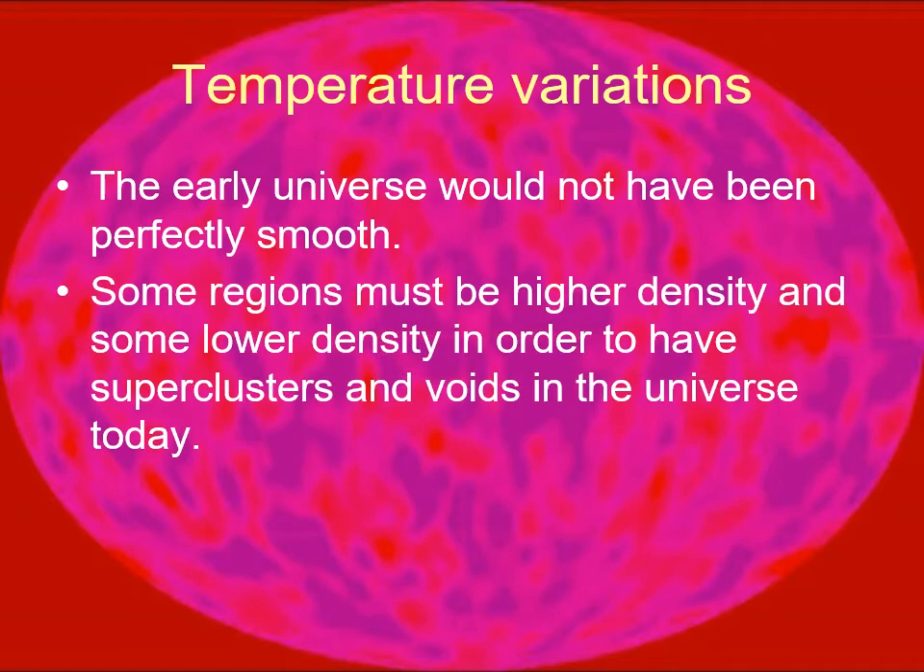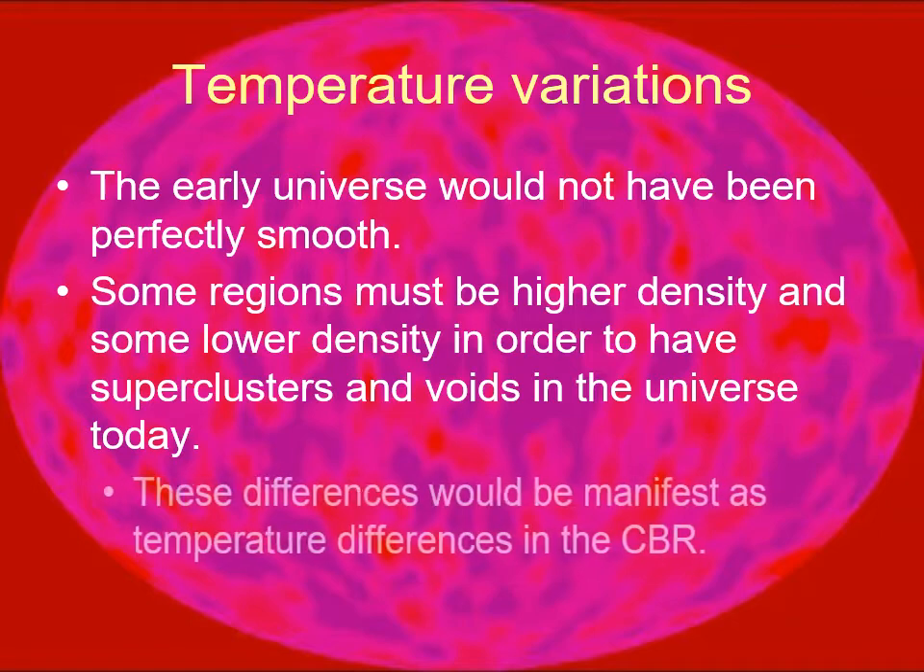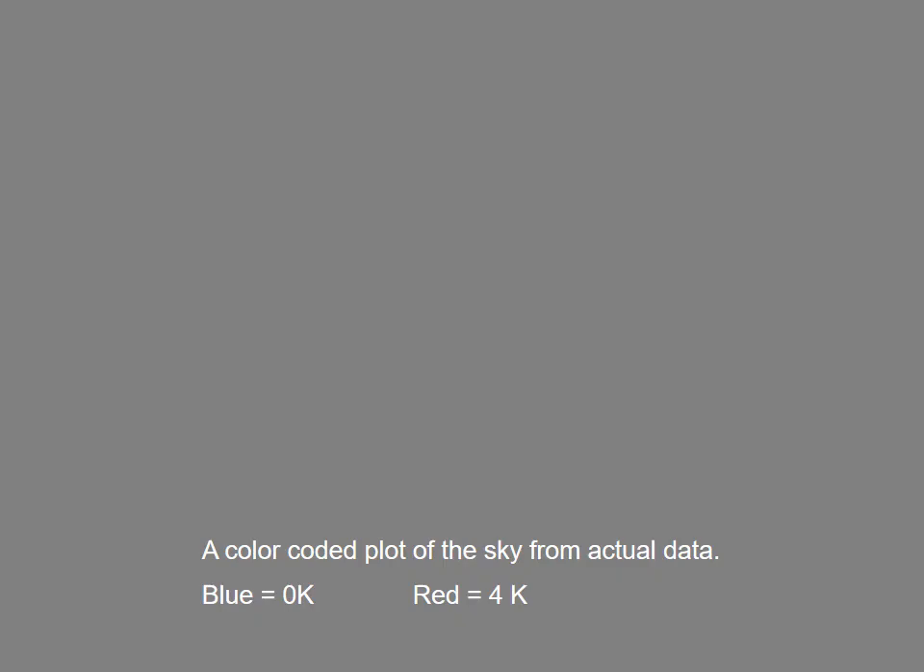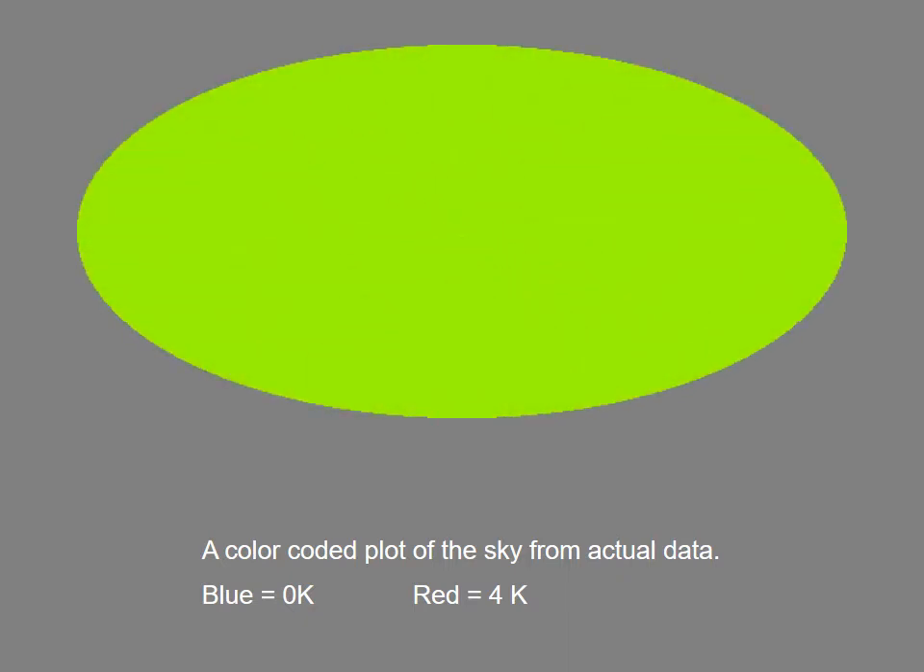Okay, so these higher and lower densities were what originally gave us the voids and superclusters. And so that would manifest in the cosmic background radiation. So here we have a color plot, and the way this is going to work is blue is 0 Kelvin, red is 4 Kelvin. And as it plots, that's the whole sky plotted on a projection here. You notice it's all one color.